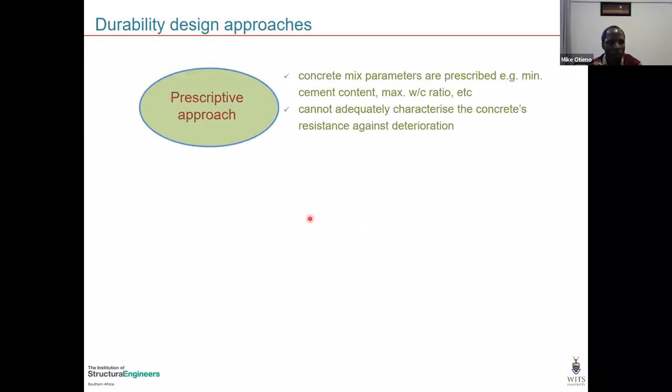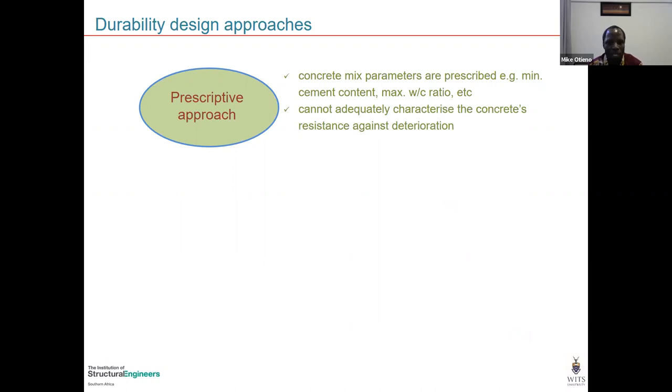Now, from a design point of view, we can design for durability using different approaches. The first approach, which has been used in the past, is what we refer to as a prescriptive approach. In this approach, mix parameters are prescribed: you tell the contractor the type of cement to use, the minimum cement content, and the maximum water cement ratio. The challenge with this is that we cannot really characterize concrete resistance to penetration by harmful substances, which means we cannot predict the performance of our structure from a durability point of view.